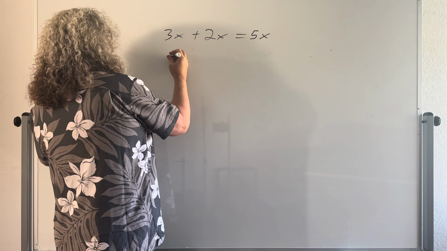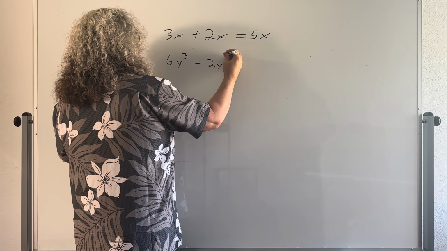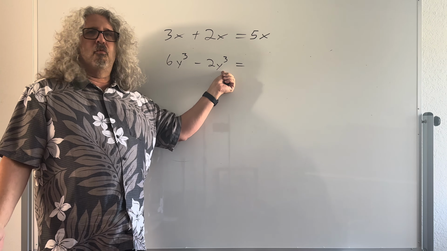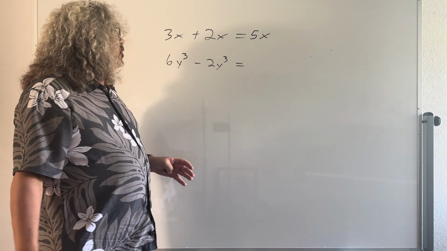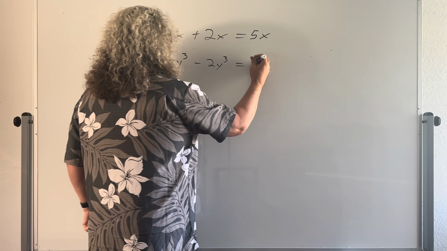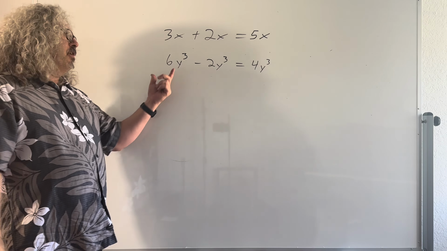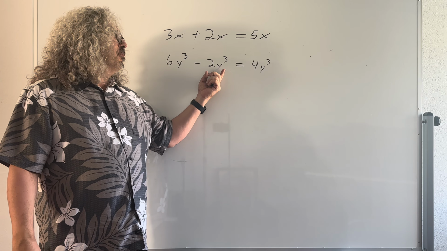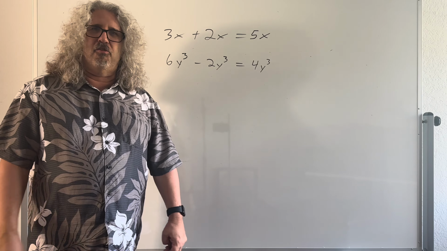If I had something like 6y to the third minus 2y to the third, they're like terms because of the y to the third and the y to the third. It's the same letter, same exponent, so they're like terms. When they're like terms, you can just combine them. Just look at the number. 6 minus 2 is 4, and you just copy the term. I had 6y cubes. I took away 2y cubes. I'm left with 4y cubes. Okay, don't worry about any of the squaring or any of that. It doesn't work that way.